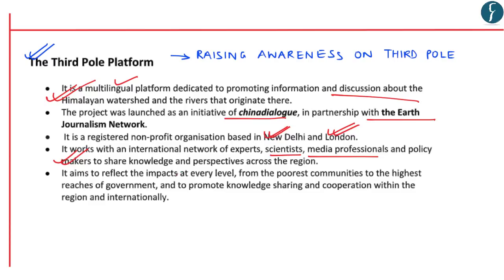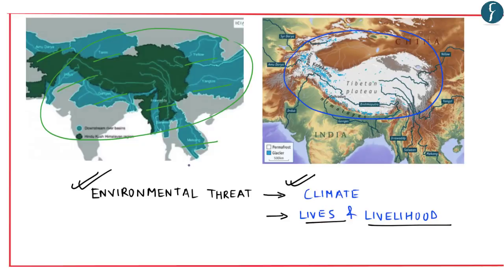So effectively, this Third Pole platform wants to raise awareness and reflect the impacts of climate change on the third pole at every level, from the poorest communities to the highest reaches of the government, and also aims not only to promote knowledge sharing with respect to awareness but also to seek cooperation not only within the region but also at an international level. So this Third Pole platform, which raises awareness on the impact of climate change on the third pole, becomes very important for us to know from a UPSC point of view. Hence, this particular news with respect to environmental threat to the third pole becomes extremely significant from our environment perspective.